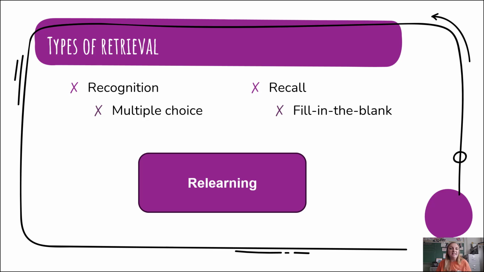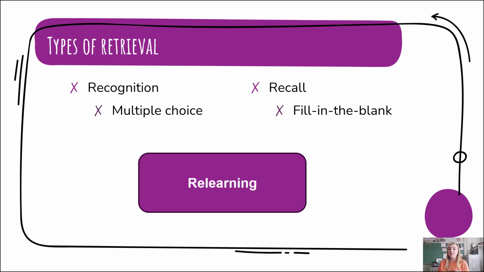So let's talk about the different types of retrieval. We have two different types. The first is recognition. Recognition is our ability to identify something from a list of options. So multiple choice tests are an example of recognition retrieval. This is our ability to see the correct answer and know that that is what we're looking for. Recall, on the other hand, is like fill in the blank tests. This is where you are just pulling the information out and writing it down.